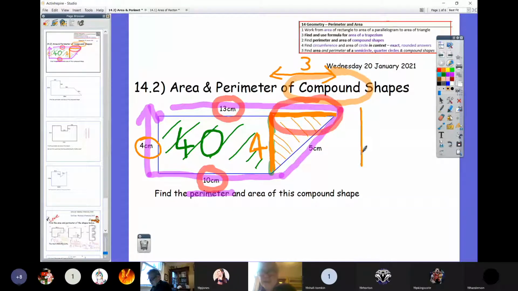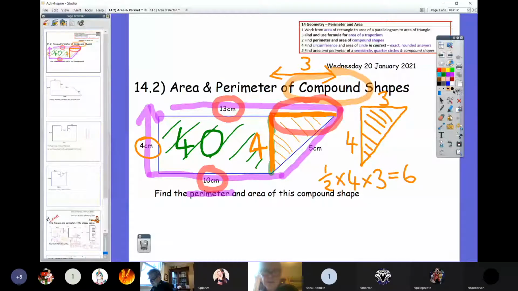So let me just hook out that triangle on the side for us to have a look at. So the base, that length is 4, that length is 3. How do you work out an area of a triangle? It's half times base times height. So half times 4 times 3, 3 4s are 12. Half that, you get 6. So the area of that triangle is 6.